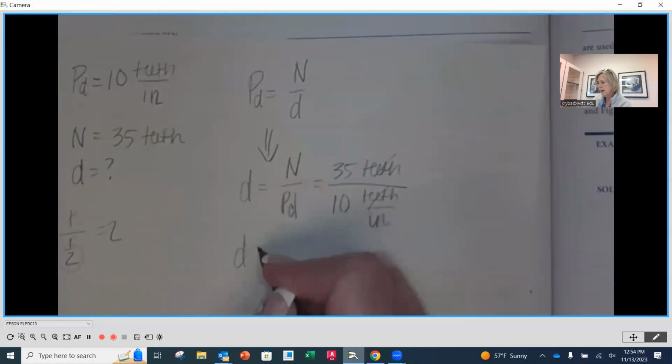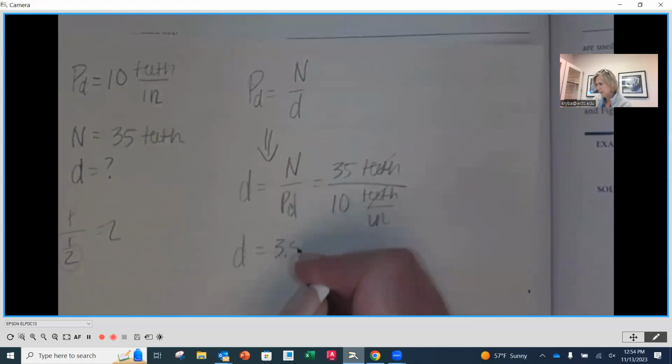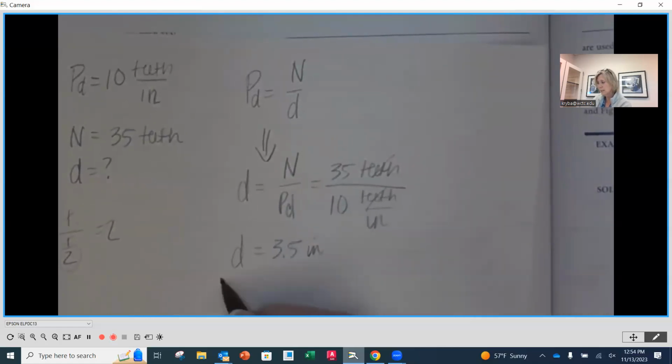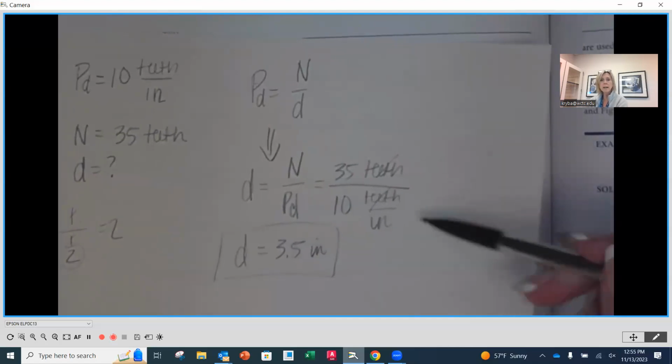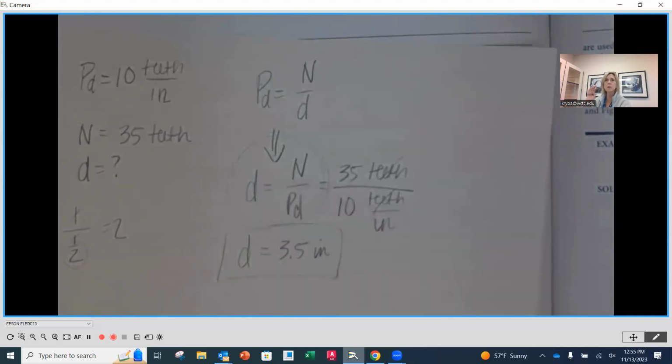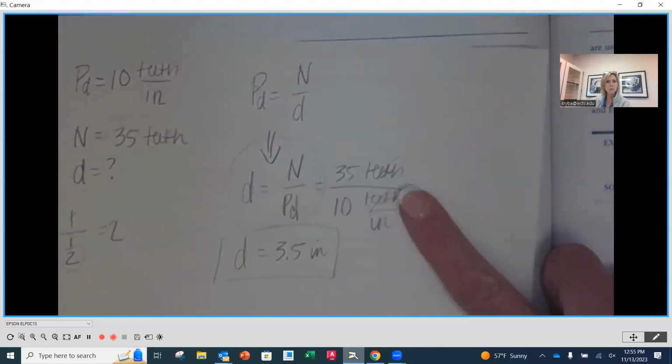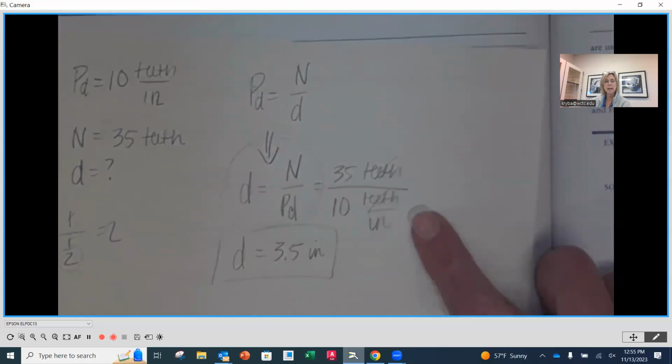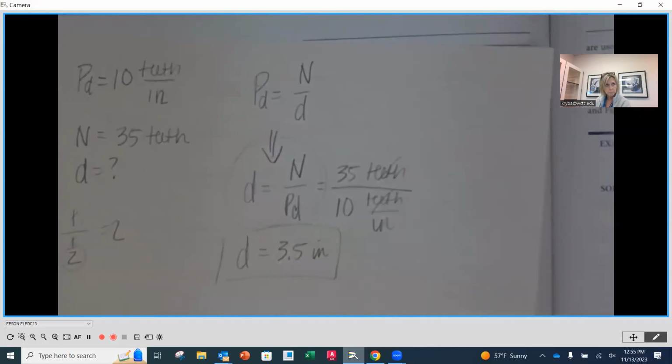So if I take 35 and divide by 10, I end up with 3.5, and inches are going to be my units. Whether you rearrange first or last, I don't care. I just need to see the equation in variable form first. Make sure you do your algebra correctly and have it rearranged correctly, and then plug in your values with units, cancel and or combine as needed, and then show your final answer as you see here.